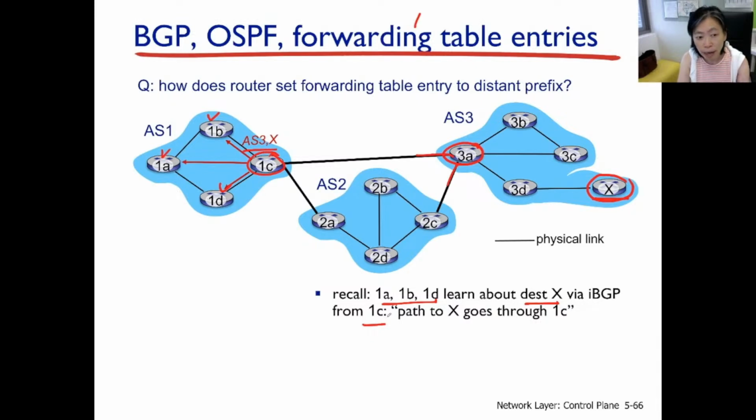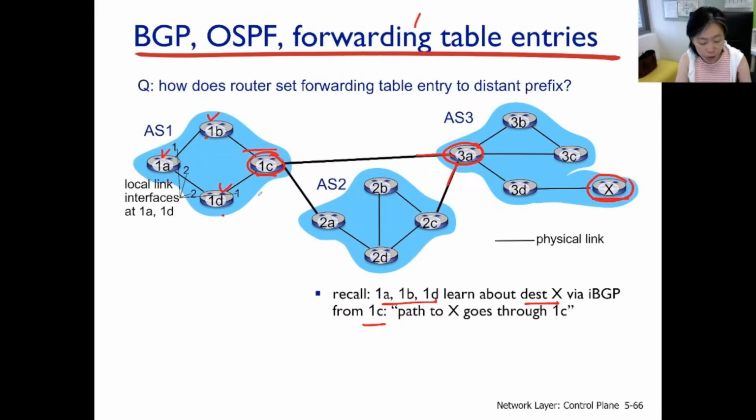Okay. And what 1A, 1B, and 1D will do is, if I ever receive any packets with destination X, then I will forward the packet towards 1C, the border router, from which they received the AS path.